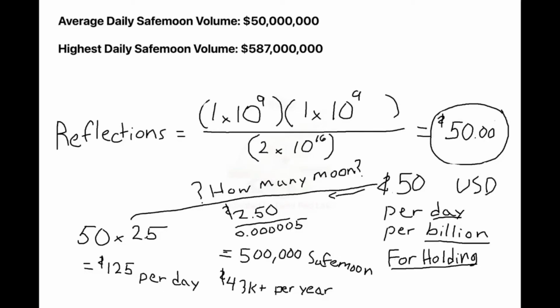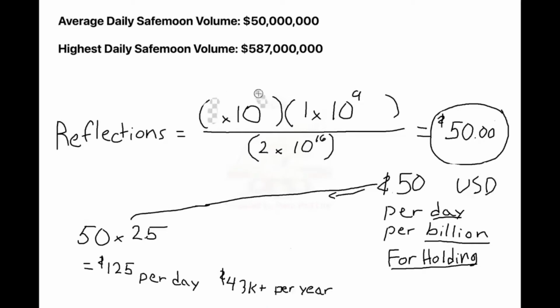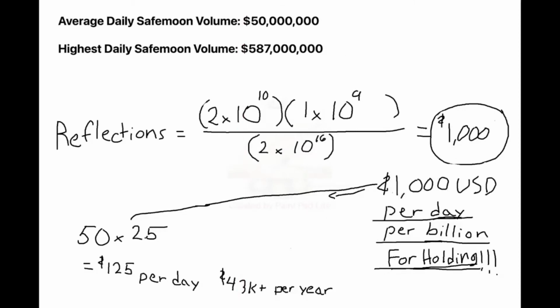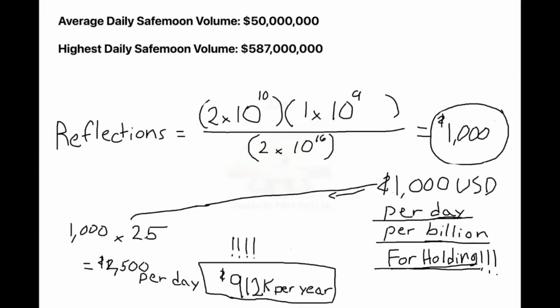But I believe that Safemoon can easily reach $20 billion in volume daily with the exchange, the wallet, debit cards, purchase through USD via Simplex, and if any of that Gambia stuff ever pays off. So if we reach Doge level volumes, substituting in 20 billion Safemoon, 1 billion Safemoon, $20 billion, we get $1,000 per day per billion Safemoon that you own. Or myself personally would be getting $2,500 per day, or $912,000 per year.